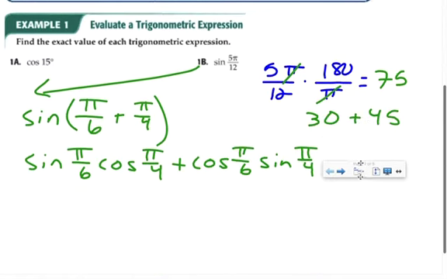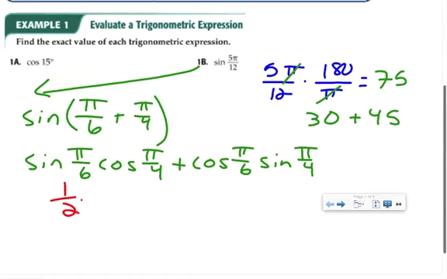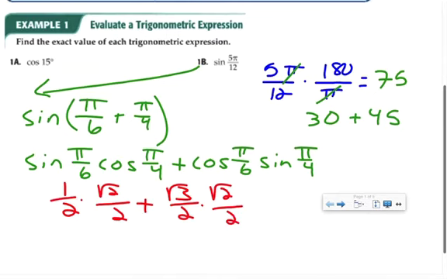So now I'll simplify this. Sine of pi over 6 is 1/2 times cosine of pi over 4 is radical 2 over 2 plus cosine of pi over 6 is radical 3 over 2 times the sine of pi over 4 is radical 2 over 2. And again, I know these off the top of my head because I'm old. You might need to pause your video so that you look at your reference sheet and make sure you understand where I'm getting these numbers from.